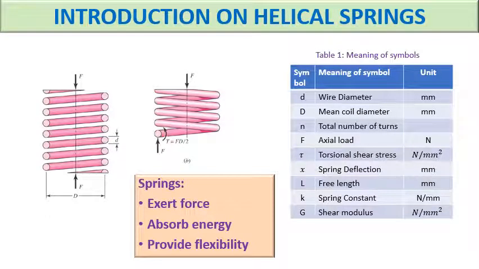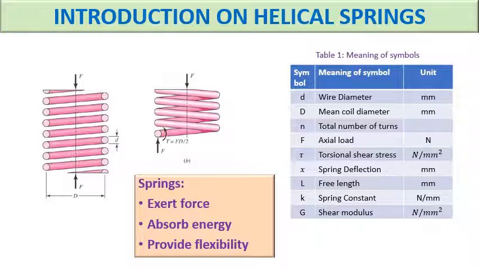A spring is an elastic member used to connect two bodies or two parts of a machine. The main functions of a spring are to exert a force, for example, a valve, to absorb energy resulting from shock or vibration, and to provide flexibility.